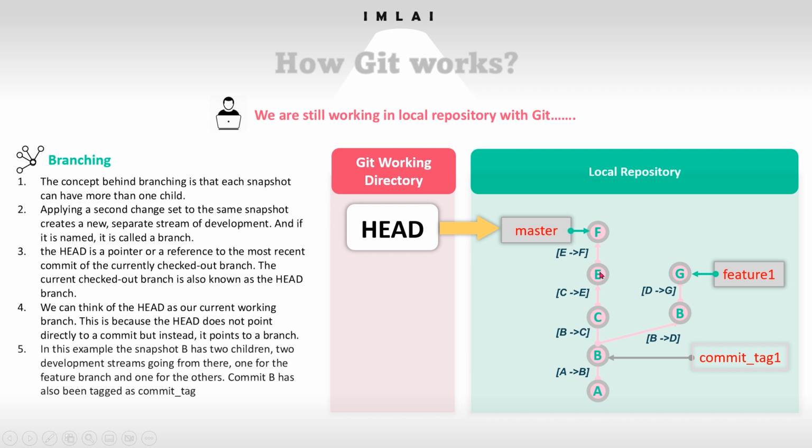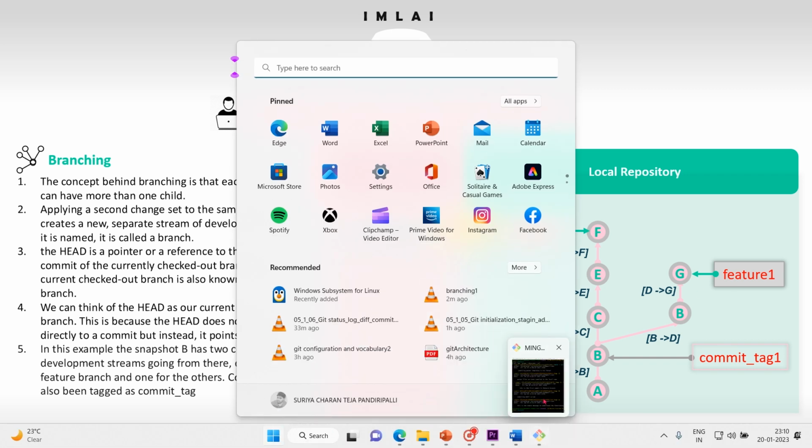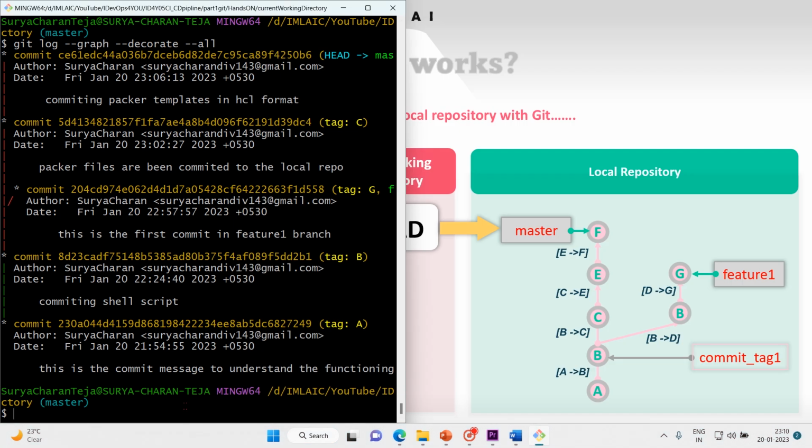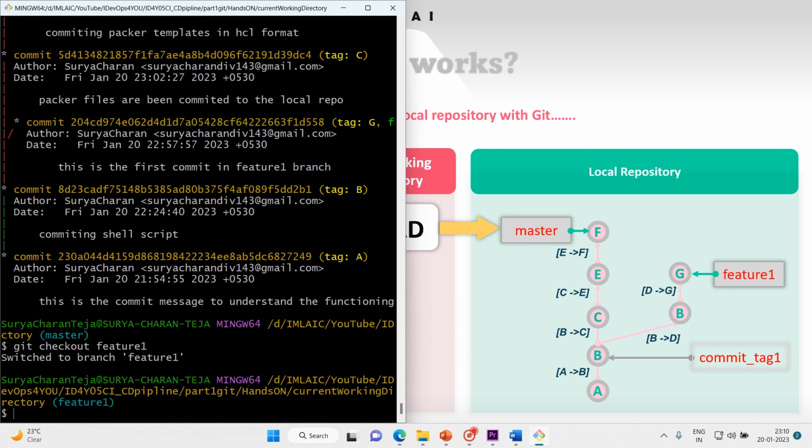And E, so F will come here. Okay, then after changing this to D, I will create one more, and finally I will add it to the F. Okay, so let me check out: git checkout, branch name is feature1. So I have checked out into that.